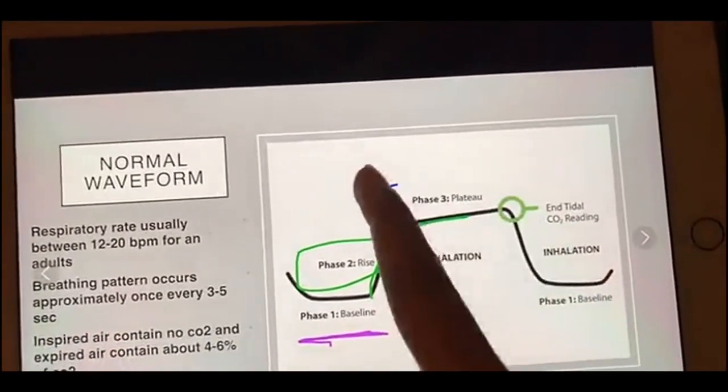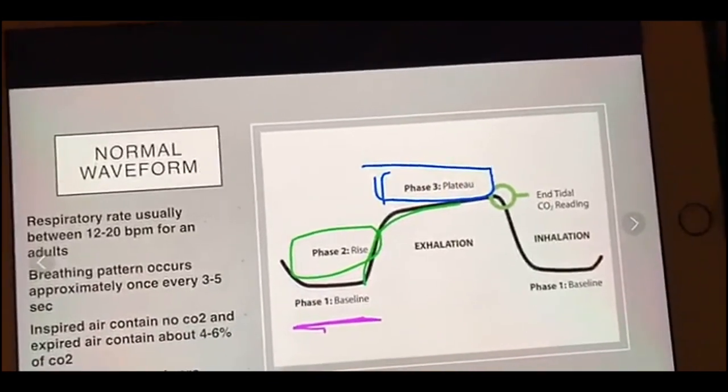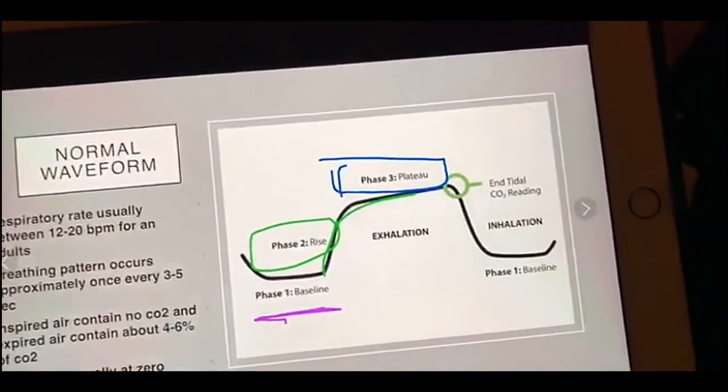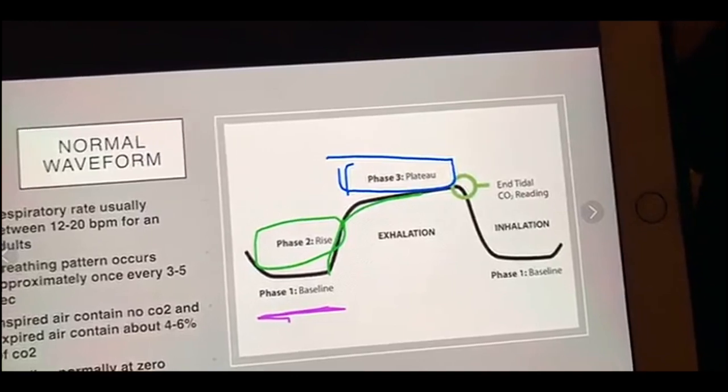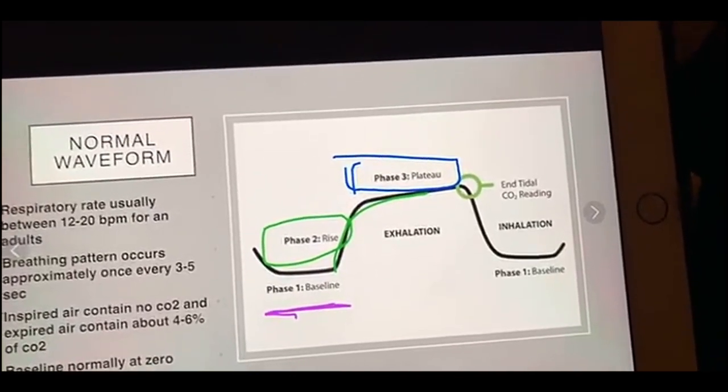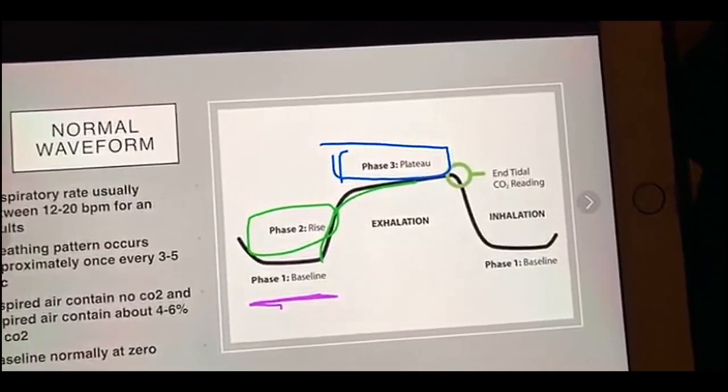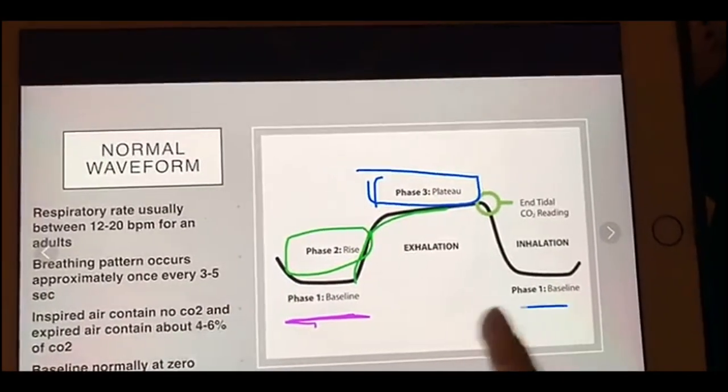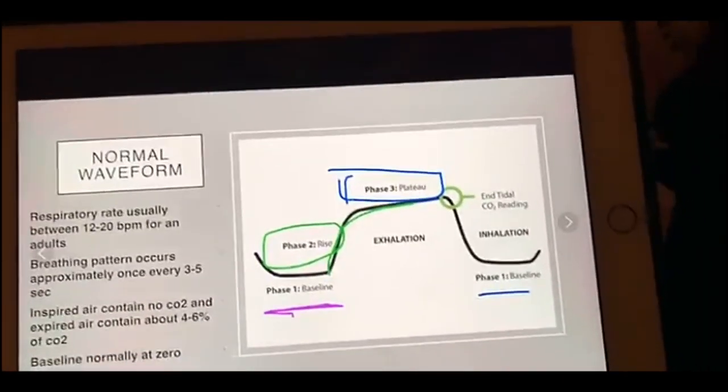Then we reach, and as I said, the most important phase, phase 3, which is the alveolar plateau, reflecting the highest point of CO2 level, where the end-tidal CO2 reading will be shown. Then after a full exhalation is done, phase 1 will start again, and the cycle will repeat itself in each breath.